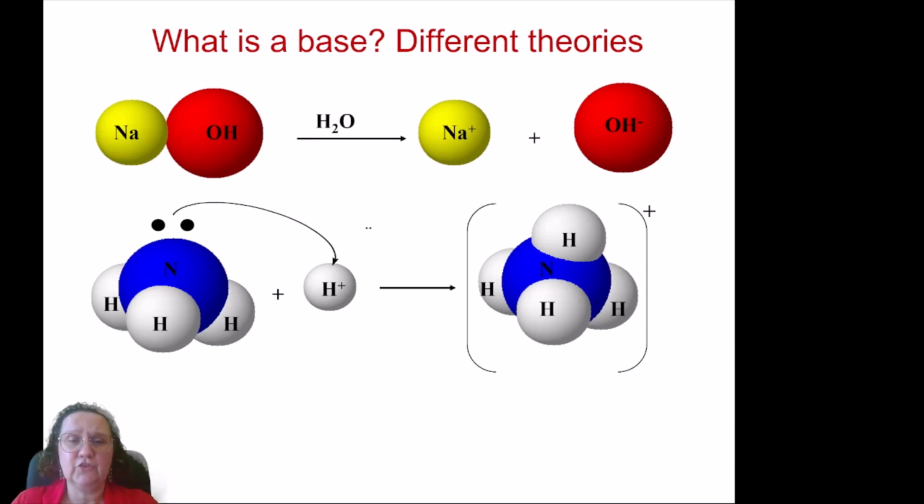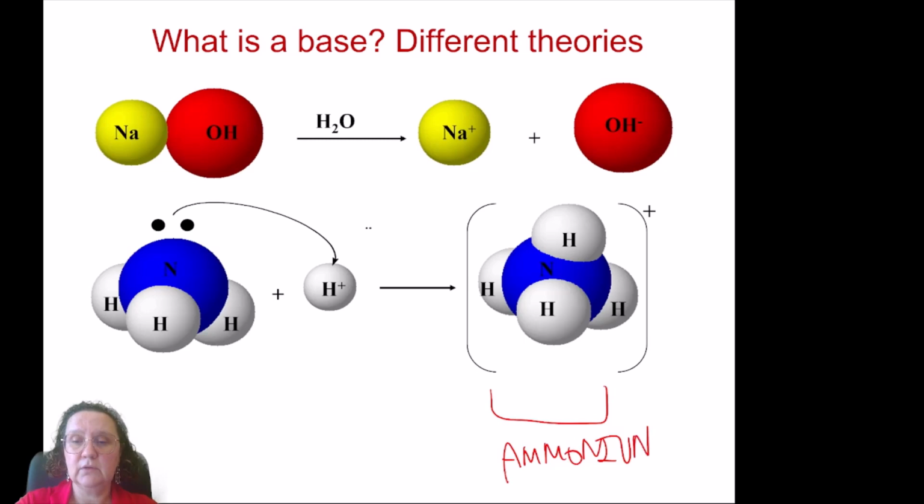The second one would not fit the bill of an Arrhenius base because it doesn't contain any OH. But it does fit the bill of a base if you use the Bronsted-Lowry definition. You have ammonia, the compound NH3, that has electrons in the nitrogen that are not being used for the bond, but they are available. Those electrons can attract a hydrogen ion in solution and form this cation, NH4+, and we call this the ammonium ion.